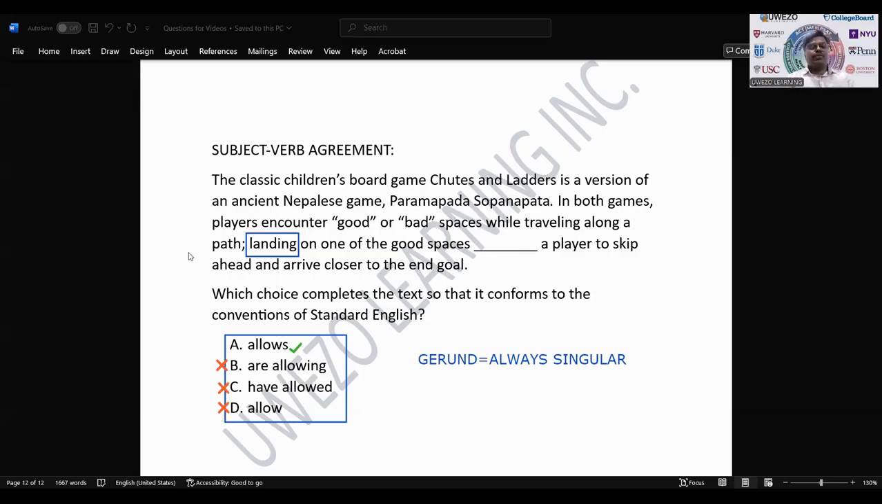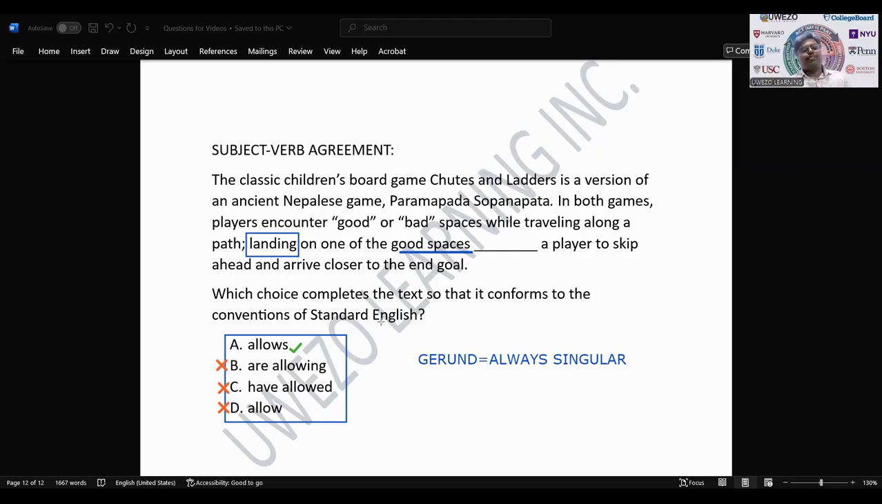Now, earlier I told you the questions can be tricky as well. How can these questions be tricky? Now, if someone says that good spaces is the subject, now this is plural, and then we have three plural answers: are allowing, have allowed, and allow. Now, any of these would work. But the problem is good spaces is not the subject. Now, how do we know good spaces is not the subject?